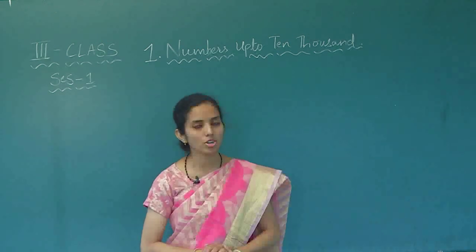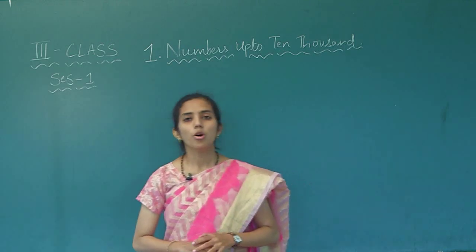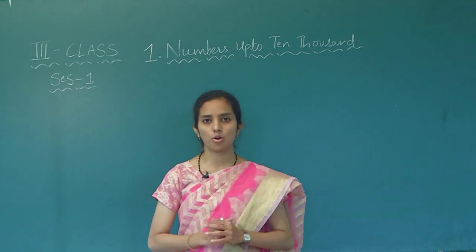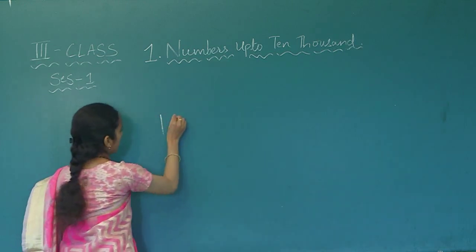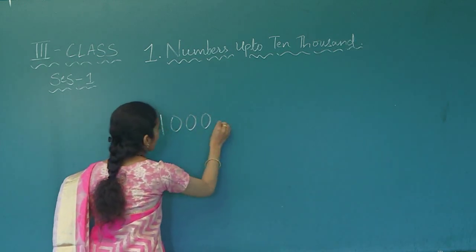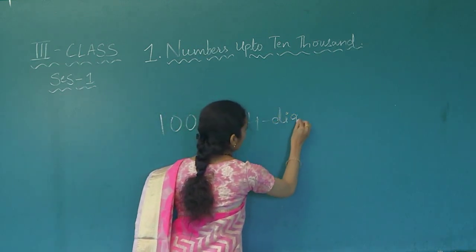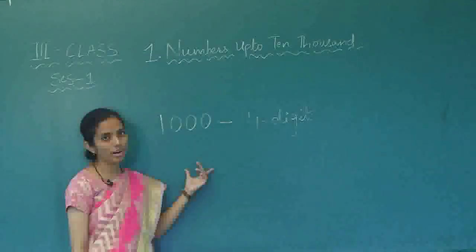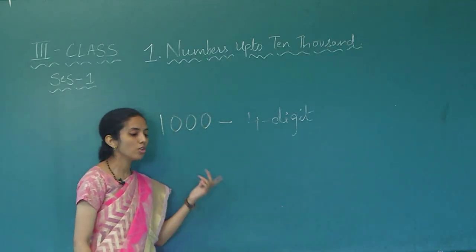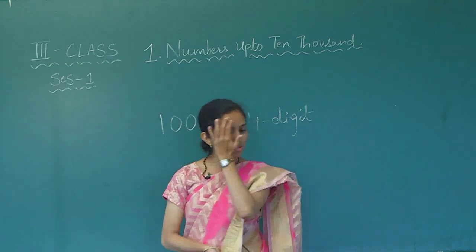So before going to the topic, let us recall our previous knowledge. So first of all, what is 1000? 1000 is the smallest 4-digit number. Yes or no? Yes, it is. 1000 is the smallest 4-digit number. So how do we get 1000?